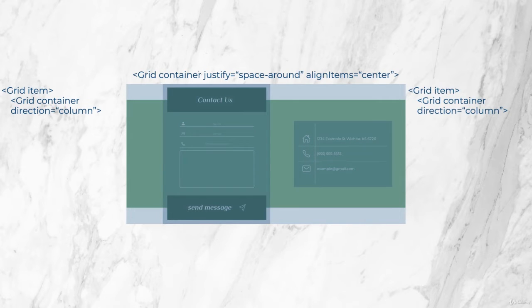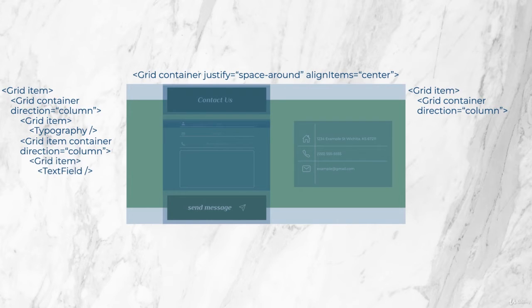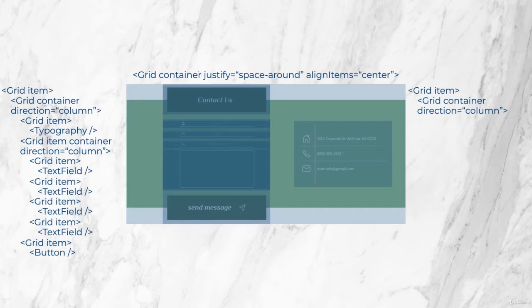Then we'll keep breaking down the left side, first with a grid item holding a typography that is going to represent the top part with the label contact us. Then we'll have a grid item container direction of column just to make sure that we have all of our text fields wrapped together. So we'll have a container for all of them and then a grid item wrapping a text field for each individual text field for each field of the form. Then we'll finish that off with a grid item holding a button that is going to contain our send message label and the send icon.